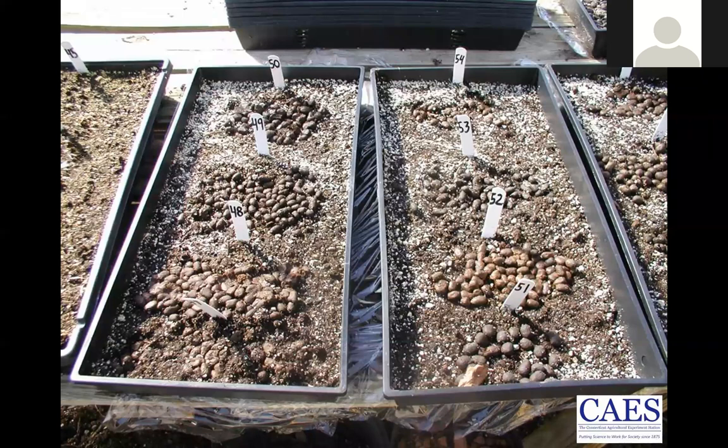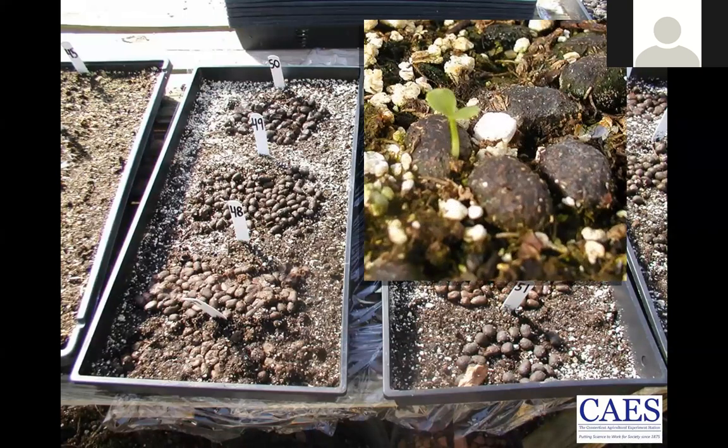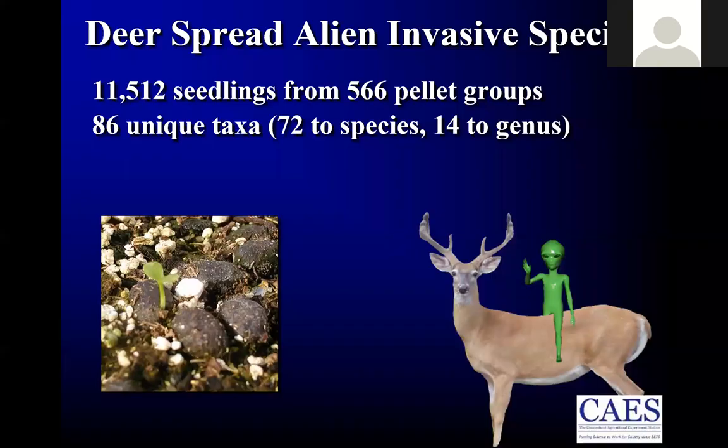Well, we did a sort of weird experiment for a second thing, that deer can transport things long distance. We went out and collected a whole bunch of deer pellet groups, put them in the fridge, put them in the greenhouse, and we saw seeds starting to grow out of them. One of the things we found is from 566 pellet groups, we had over 11,000 seedlings emerge out of them. You'd never think when you see deer pellets out there, but they're actually loaded with seeds. These plants have evolved to actually go through the digestive system and then germinate.